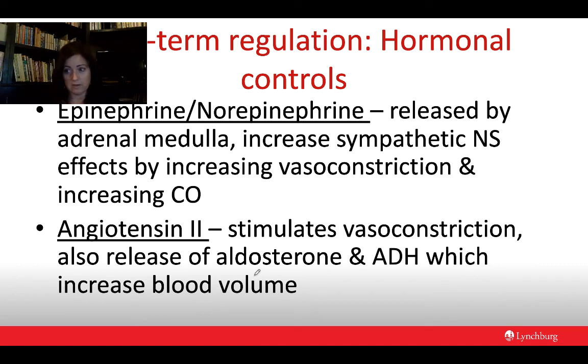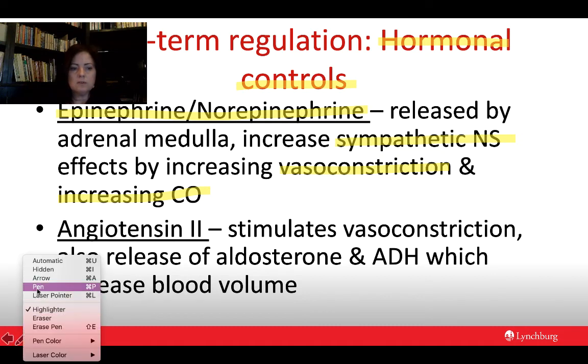We also mentioned that in addition to neural controls of blood pressure, we have hormonal controls. And so here are a few examples of hormones that help control blood pressure. Epinephrine and norepinephrine are our first two. These hormones are released when our sympathetic nervous system is activated. Okay, and they are going to increase vasoconstriction and increase cardiac output.